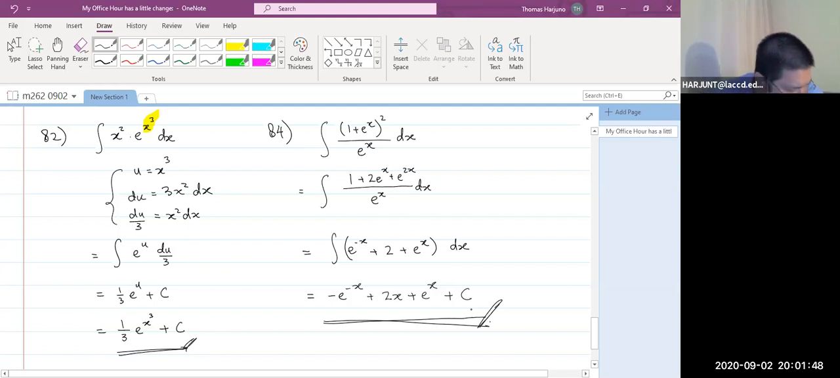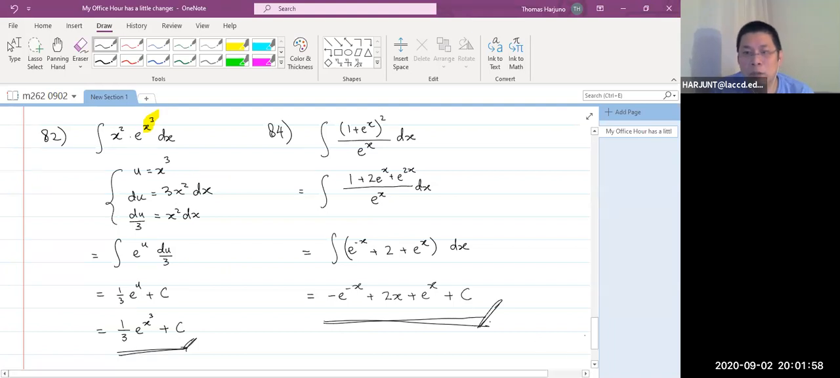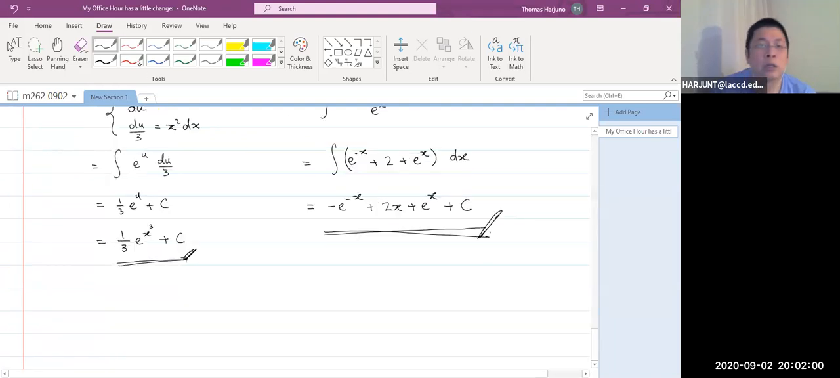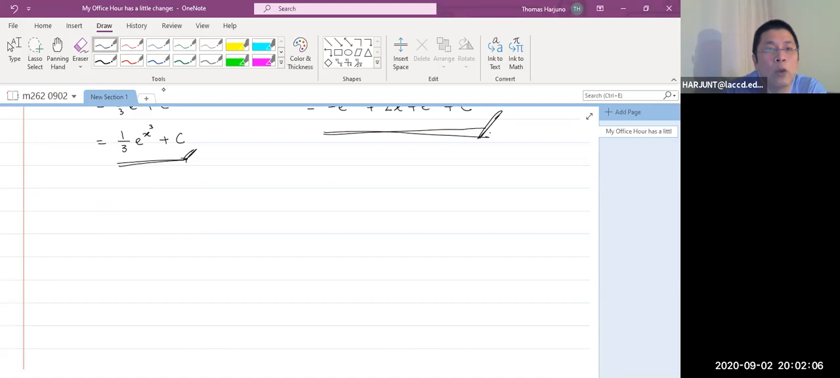There are some techniques of integration I would like you to already know from now on to speed up your computation. Okay, let me use a different color so that you see the difference. What I want to do is this. Let me use blue color. Note.